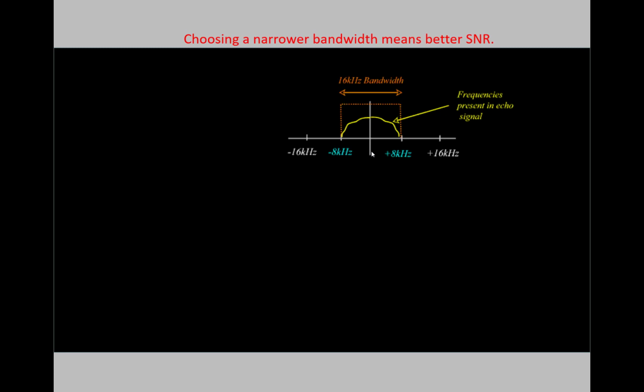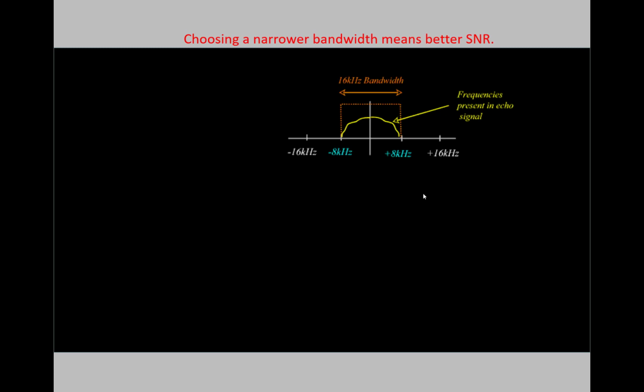Now, we could plot the amplitude of the signals we're interested in on the y-axis, and we might end up with something like the yellow curve here. So this is saying there's lots of signal here at the center frequency, and then it tails off. And then obviously, once we're outside our bandwidth, there's no signal of interest at all to us. But we need to be able to pick up all the signal of interest in the echo.